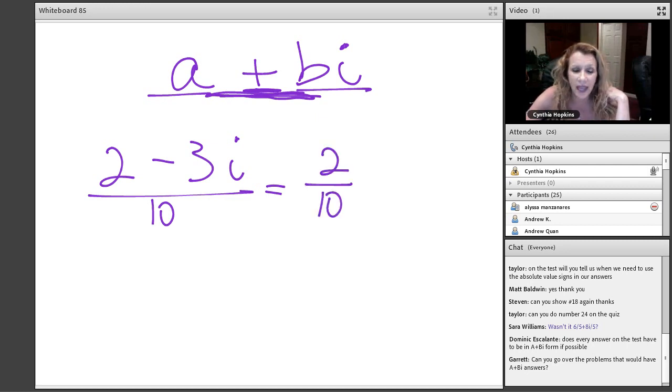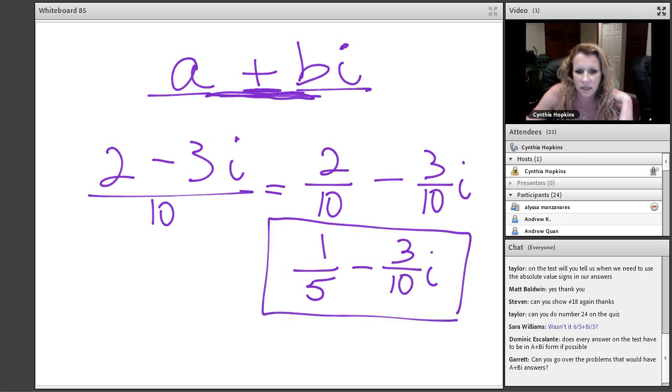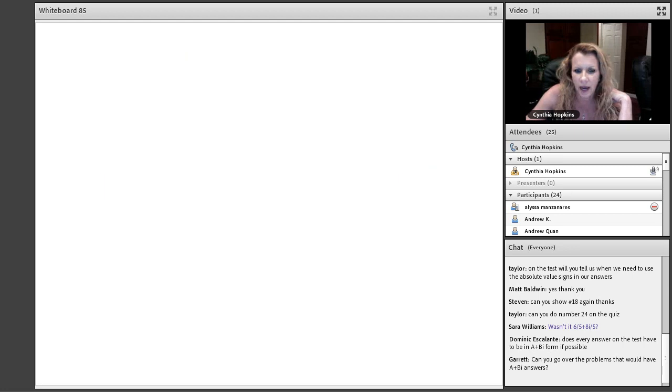So the A is the real part. Well, that will be 2/10. And then I happen to have a minus sign, so I'm going to put that. And then my B is the coefficient of I. So in this case, that would be 3/10. And then I'm going to write the I. Now this 2/10 simplifies. I always want you to simplify fractions, so it'd be 1/5 minus 3/10, which doesn't simplify, and then my I. That is in A plus BI form.